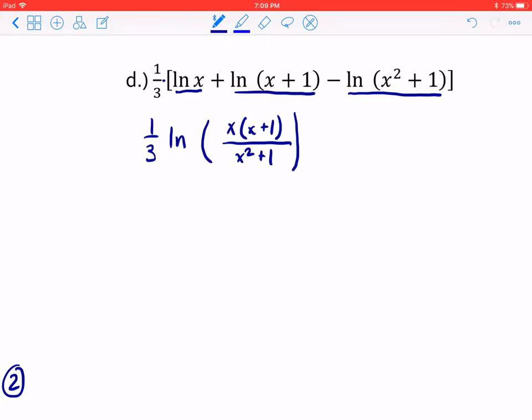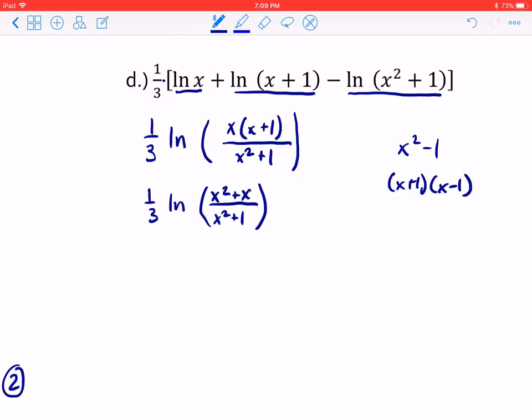And then we can simplify this further. So we have 1/3 ln. You can say, oh, I can distribute that x. So I'd have x squared plus x. Then you'd have x squared plus 1. And honestly, it really looks like we can do something. And in this case, we can't. If we had an x squared minus 1, you could do something with difference of squares and maybe do some canceling. But we don't have that here. But again, just things to keep in mind as maybe you go through the simplification process.